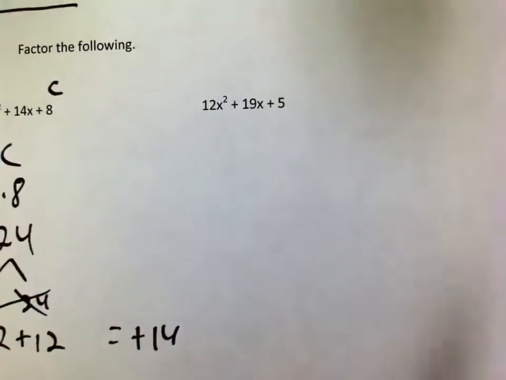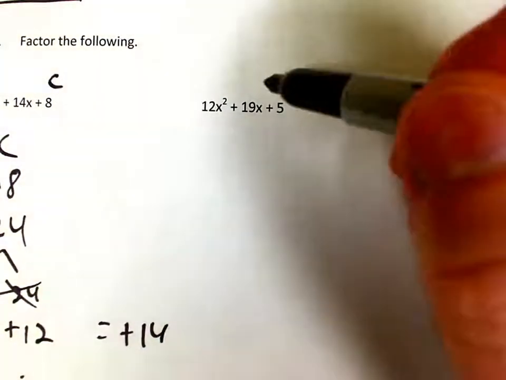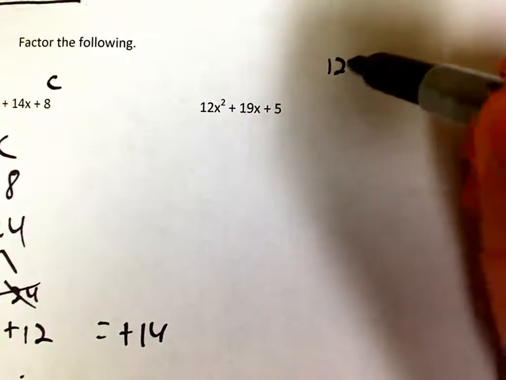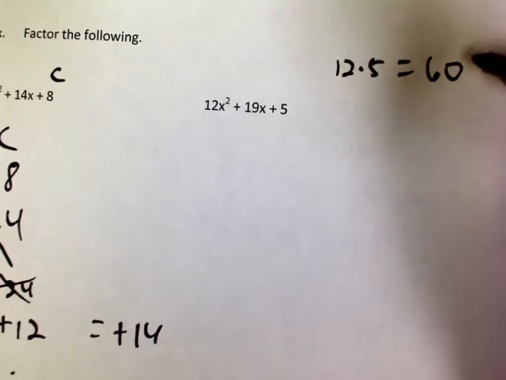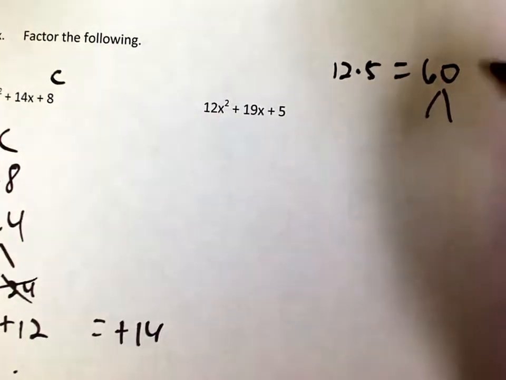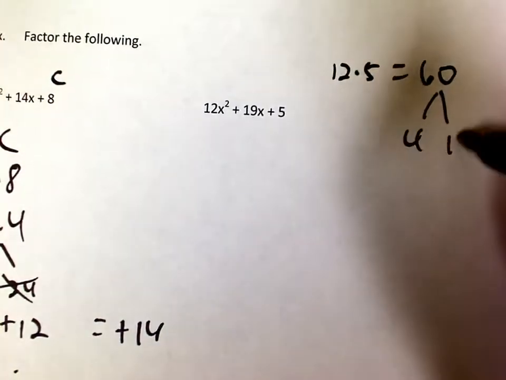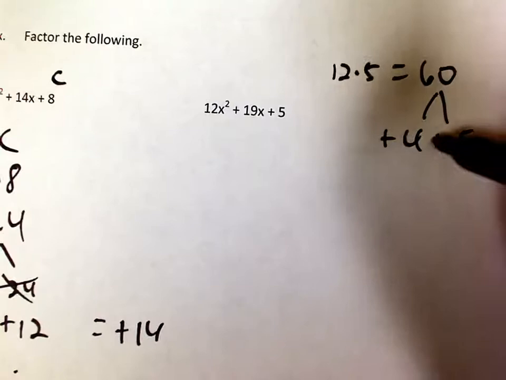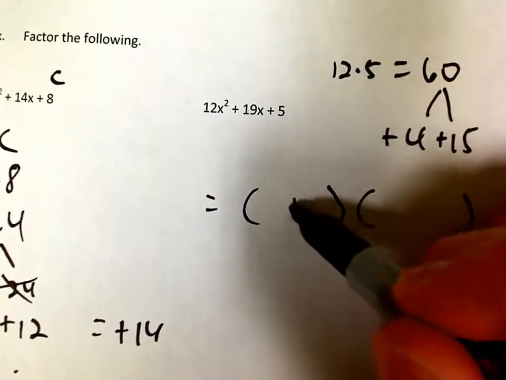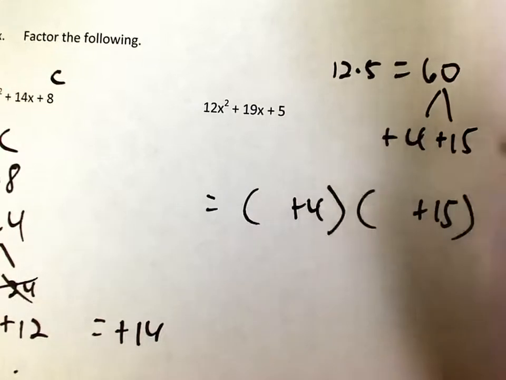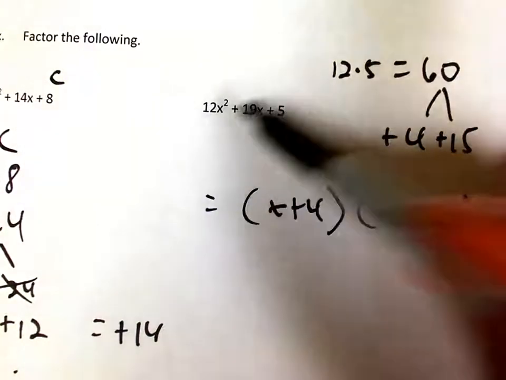Let's try another one just to make sure that we know what we're doing. Let's take the 12 times the 5, which is 60. Let's find factors of 60 to add up to 19. So let's think about it for a second. We know that 4 and 15 both are positive. So we go straight to our 2 sets of parentheses, and do our plus 4 plus 15. We have x and x because of the x squared. We haven't used the 12 yet.